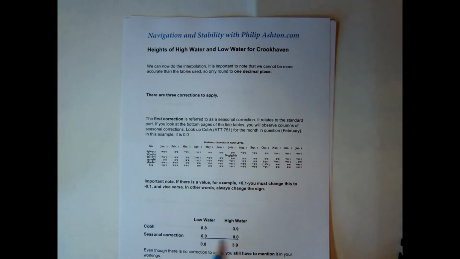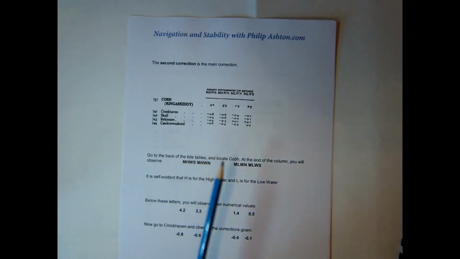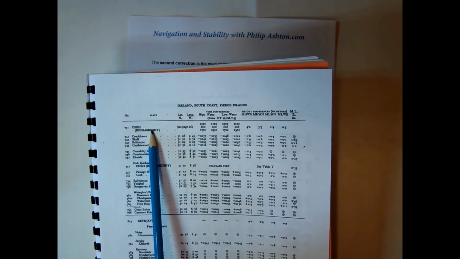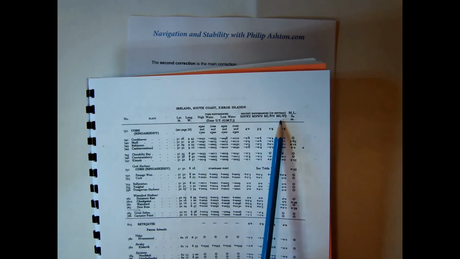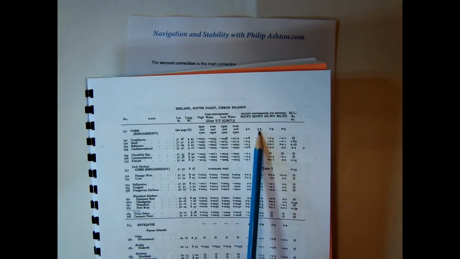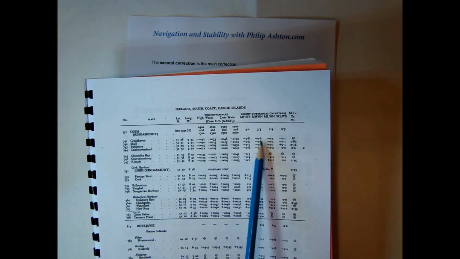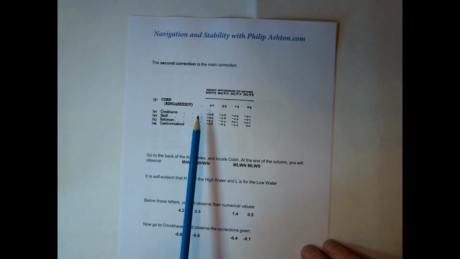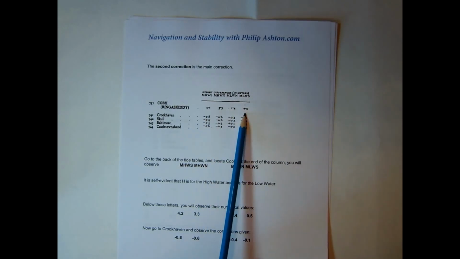So now we put our seasonal correction in, and you can see our low and high water values haven't changed. Now we come to our main correction, and the important information to get now for Crookhaven: mean high water springs and neaps, mean low water neaps and springs, the dark print, and of course our corrections for Crookhaven. So that information is what we need to solve the problem, and I've printed it on the page here. 4.2, 3.3 for high water, 1.4, 0.5 for low, and the corrections are given there.